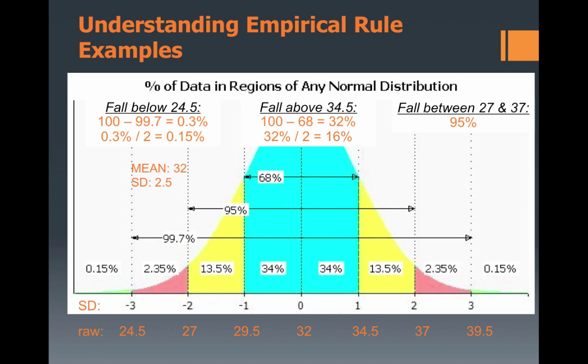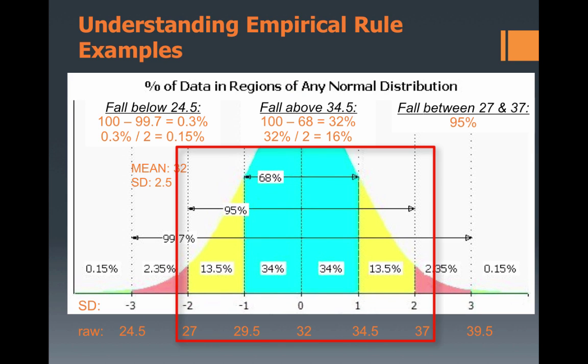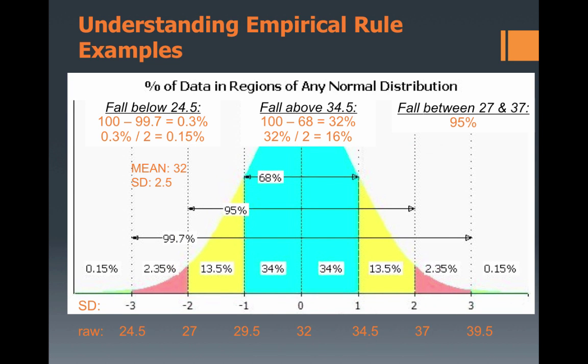And looking at the scores that fall between 27 and 37, we see that 27 and 37 correspond to plus or minus 2 standard deviation units from the mean, which, using the empirical rule, corresponds to 95% of all scores. So we really didn't even use a calculator at all to find the scores that fall below 24.5, fall above 34.5, and fall between 27 and 37.